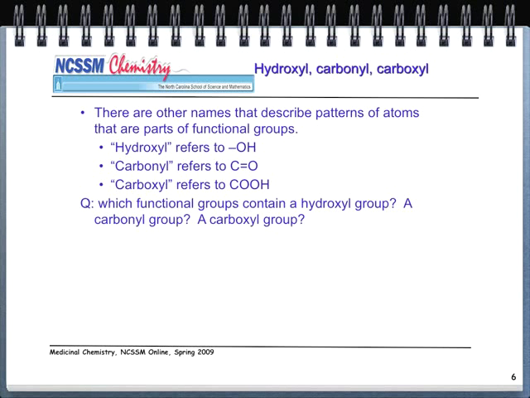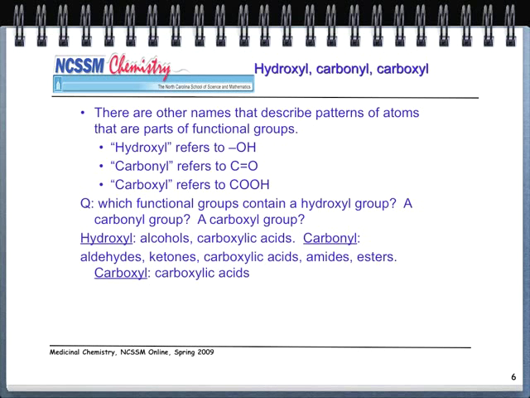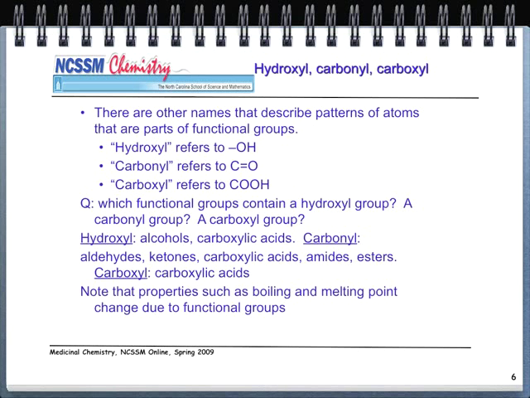And a question might be, which functional groups contain a hydroxyl group? Those are going to be the alcohols. A carbonyl group, there's a whole bunch of those. And a carboxyl group, those are going to be the carboxylic acids. So a hydroxyl, alcohols have them, carboxylic acids have them. Carbonyl: aldehydes, ketones, carboxylic acids, amides, and esters. Carboxyl group: carboxylic acids. Many properties such as boiling and melting point change because of these functional groups, and that's going to be a key consideration in medicinal chemistry.